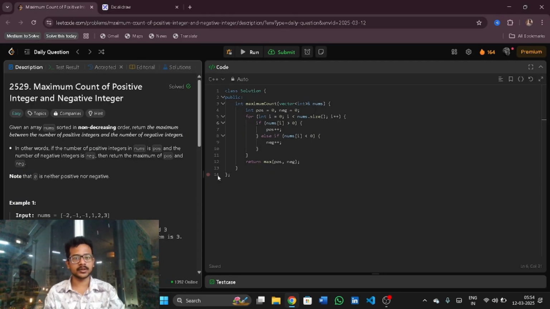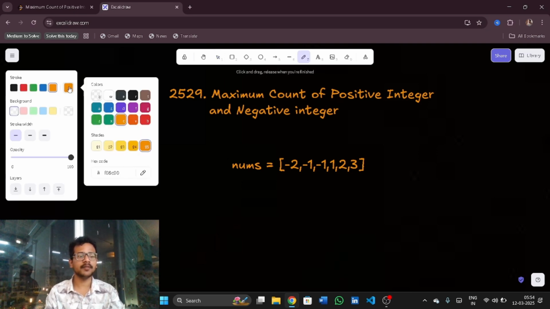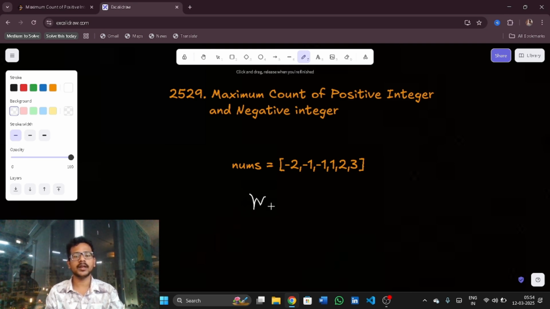Let us now discuss today's LeetCode POTD problem: maximum count of positive integer and negative integer. So we are given a nums array which contains positive integers and also negative integers. I need to return the maximum of the counts of positive integers and negative integers.